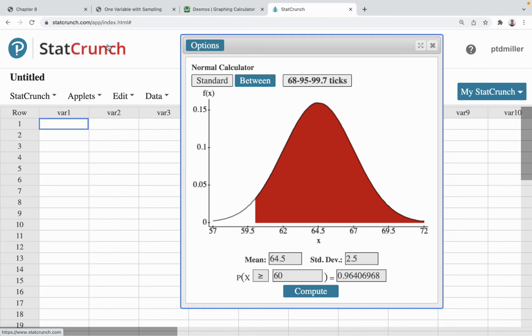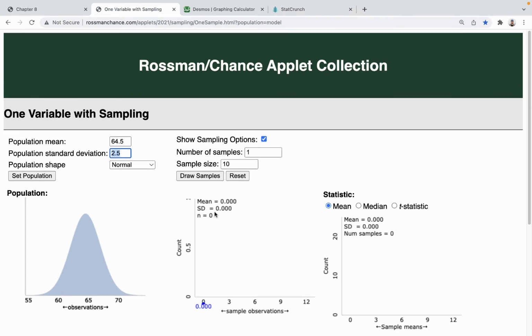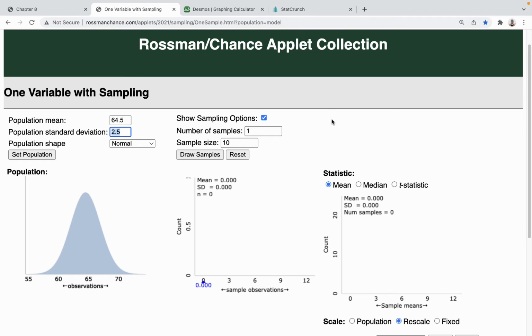So with sampling distributions, what we're doing is theorizing what it would look like if we took samples from this distribution and wrote down the average of each, and then looked at that as a distribution. So here's kind of what it looks like. I have that same population here.